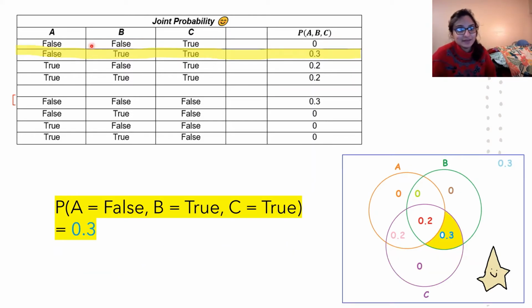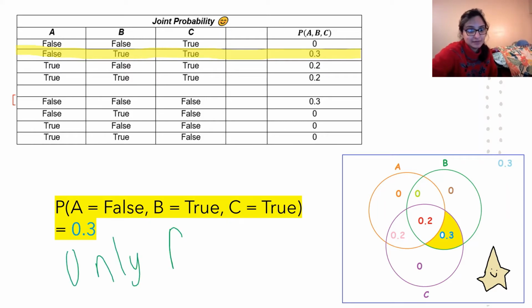So now we're on to the next one. A is false, B is true, and C is true. So A cannot happen, but we do need B and C. This is just saying only B and C.